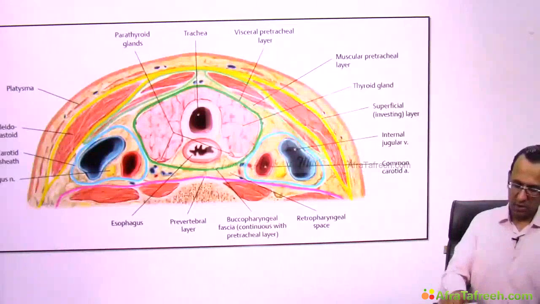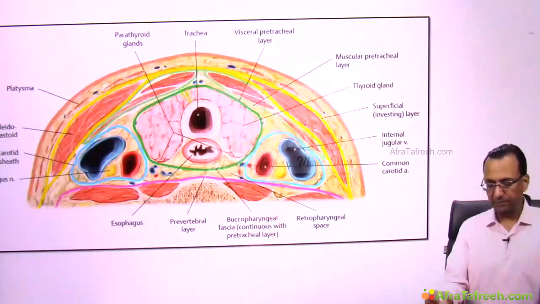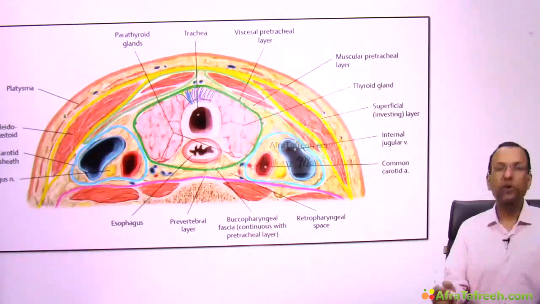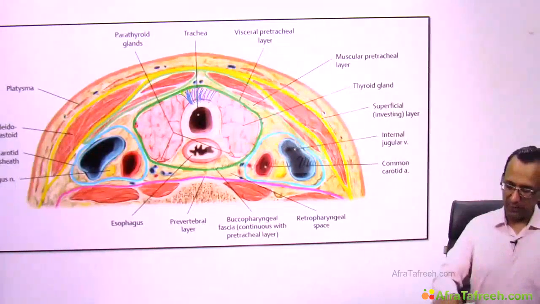Okay, the lobes of the thyroid gland are connected by the isthmus of the thyroid gland. Isthmus of the thyroid gland here? Yes, isthmus of thyroid gland connecting the two lobes. And close by, the visceral layer of the pretracheal fascia.